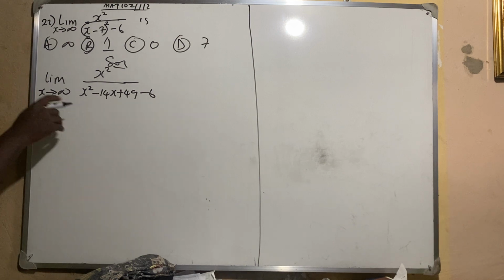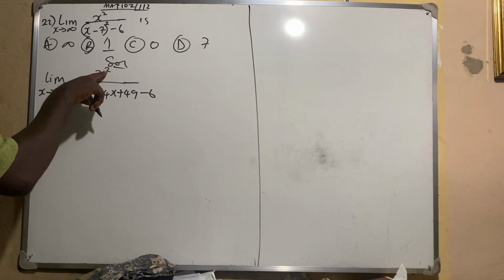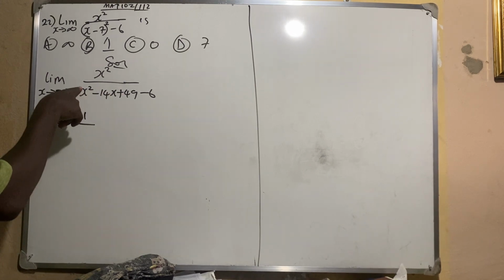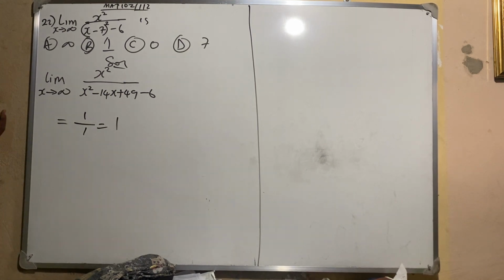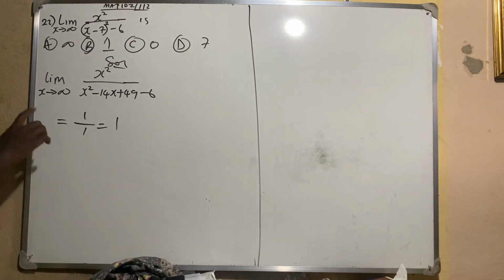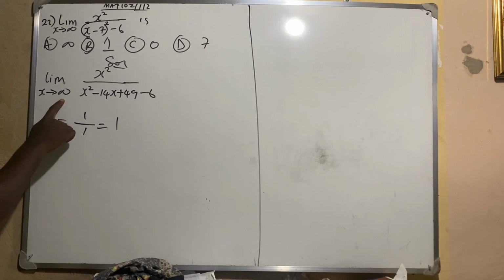Whenever x tends to infinity, your answer is simply the coefficient of the highest power of x. The highest power of x here is 2. So the coefficient of x squared here is 1. 1 over the same thing here, 1 over 1, and 1 over 1 is 1. So the answer is 1. This is a shortcut. To learn the normal method, go and watch my video on limit of a function. This shortcut is applicable only when x tends to infinity.